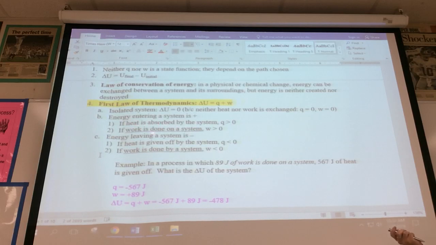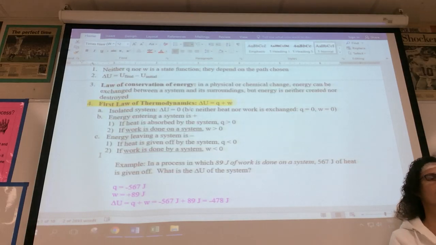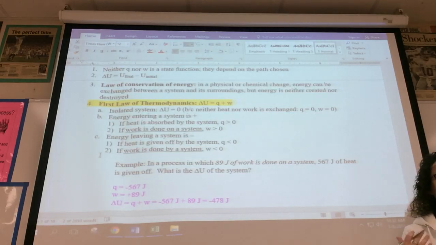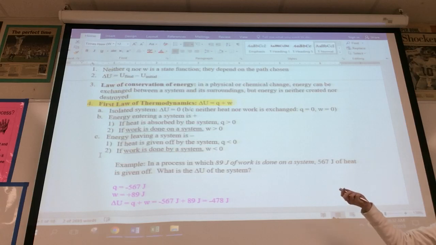If work is done on a system, positive value for W. So if you went over break to get a massage, a lot of work was being done on your back or your muscles, and hopefully you walked out of there with a happy face because you would have felt good as work was done on you. Happy or positive right there. For work.